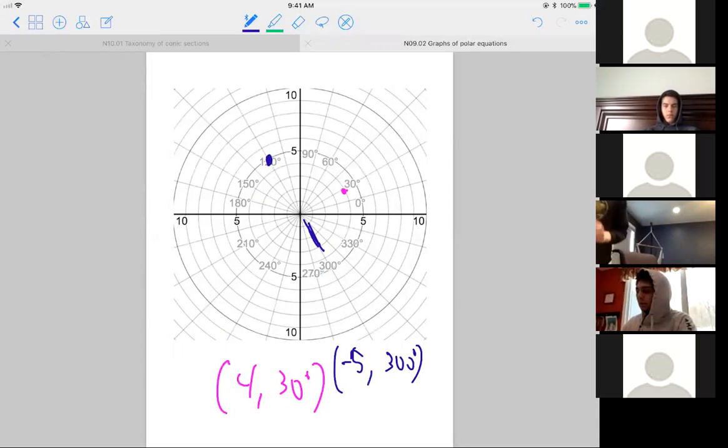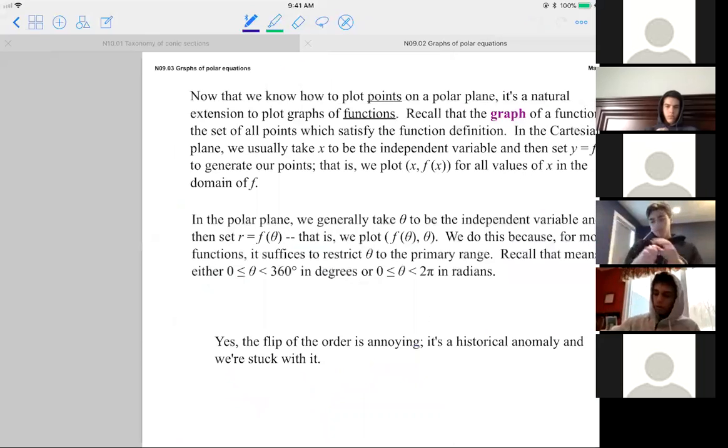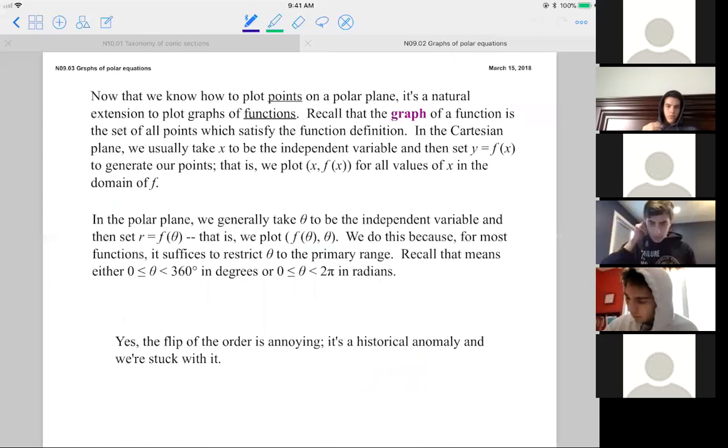That's going to be everything we go on here, because now what we want to do is start plotting r as some function of theta. If you remember back in Cartesian coordinates, we plotted the graph of something, and we said the graph was the collection of all ordered pairs x, f of x, where the y value of our coordinate was the function evaluated at the x value of our coordinate. We're going to do the same idea, but we're going to say that r is some function of theta.